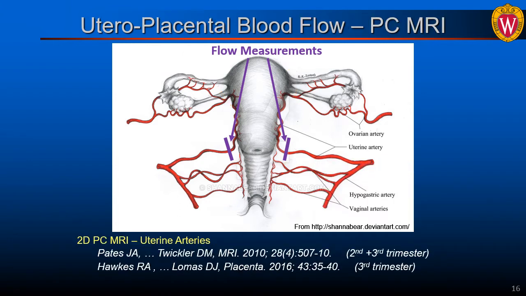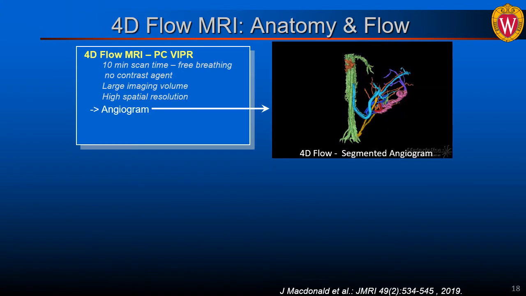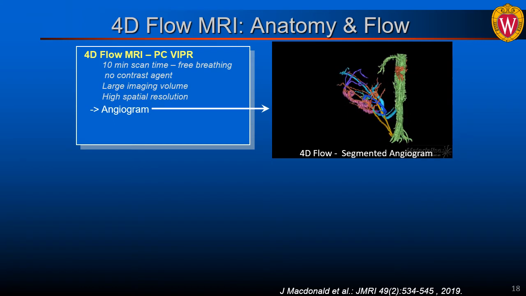2D PC MRI has been used in a similar fashion. The additional capture of flow contributions from the ovarian stem arteries has been attempted. However, it was found to be unreliable because of the difficulty to locate these small and tortuous vessels. 4D flow MRI is an appealing alternative for the simultaneous assessment of vascular anatomy and utero-placental flow.